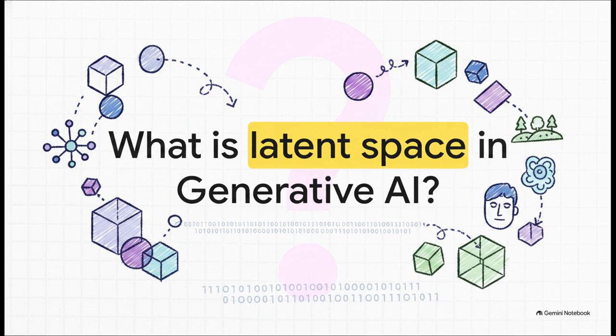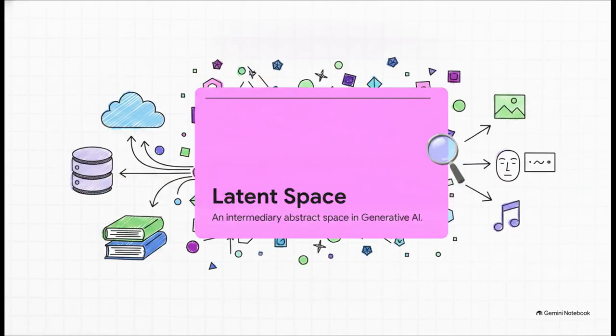Moving to the absolute cutting edge, the exam is clearly adapting to the times. Question 40 hits on a concept that is completely foundational to the current boom in artificial intelligence. Do you happen to know what generative AI models utilize as a latent space? So, latent space acts as this intermediary, abstract space.